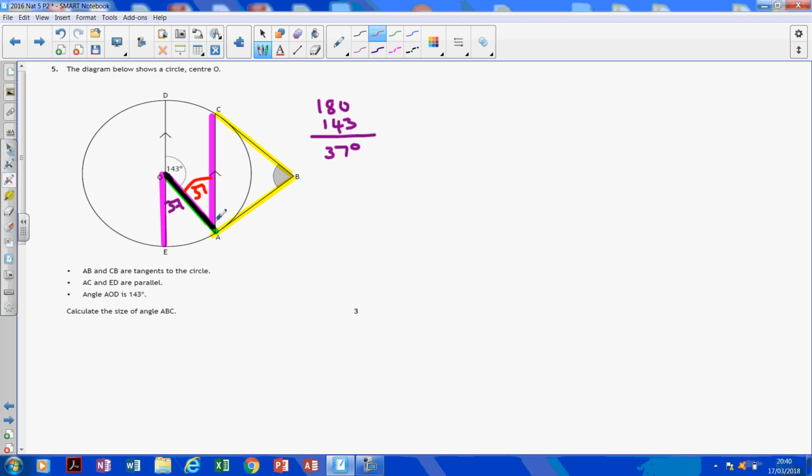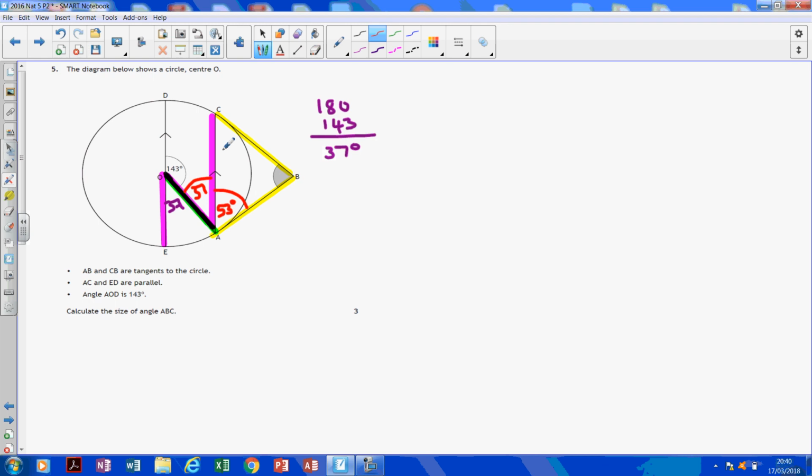Now, what do we do now? We know that a radius and a tangent meet each other at 90 degrees. The word for that is perpendicular. They meet at 90 degrees. So if I've used up 37 degrees in here, it means in here must be 53 degrees.